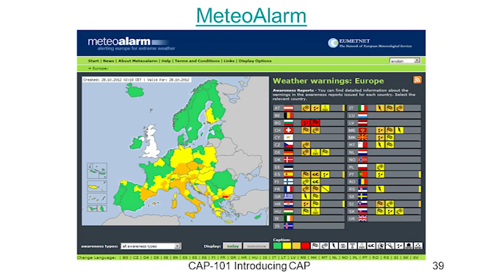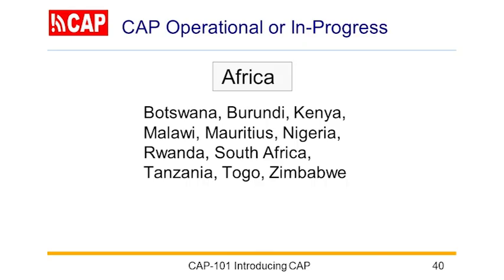And Russia, Kazakhstan, Kyrgyzstan, Tajikistan, and Uzbekistan are doing a separate, similar system called Meteoalert, and Russia, Rosgidromet, is up on that now. Let me switch to Africa.